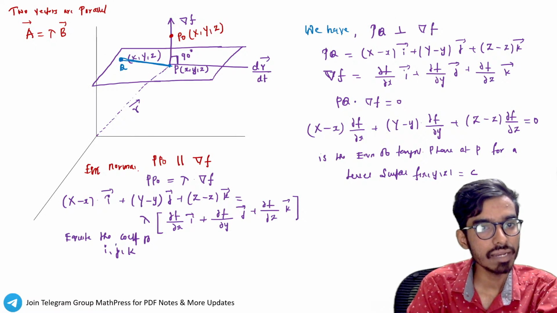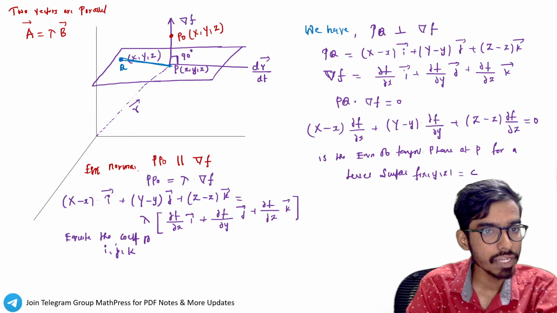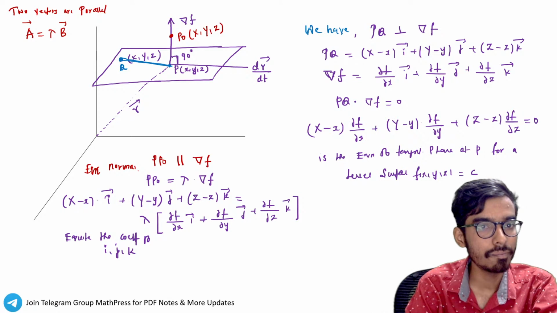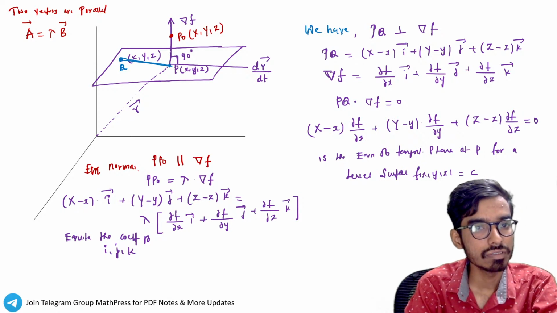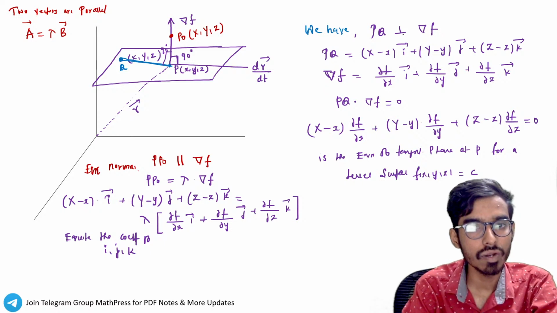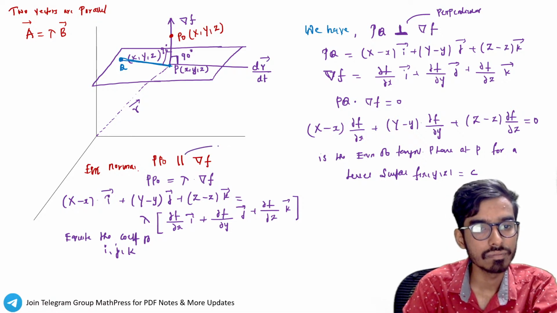No, PQ is not parallel to del f. PQ is perpendicular to del f. P naught is parallel to del f. So you can see this PQ is perpendicular to del f. This is 90 degrees. But this P naught is parallel to del f. PQ is perpendicular to del f. You can see I have written perpendicular. This is perpendicular, right? And this means parallel.